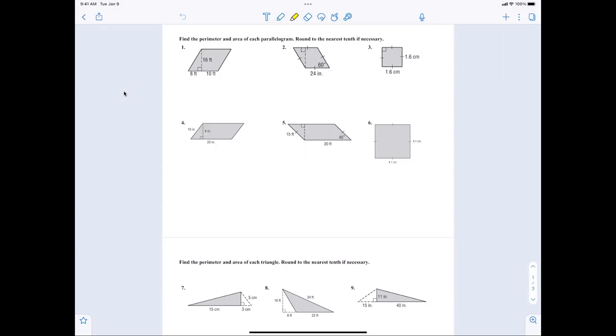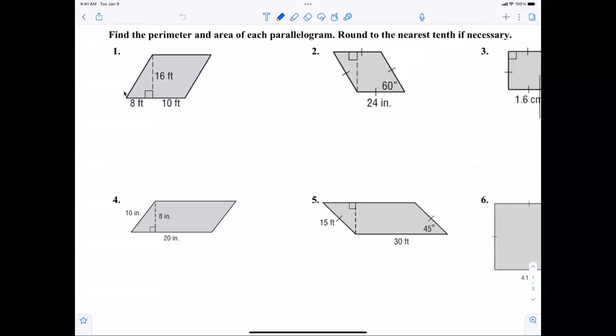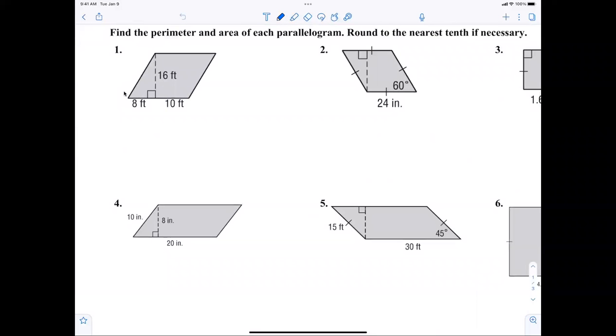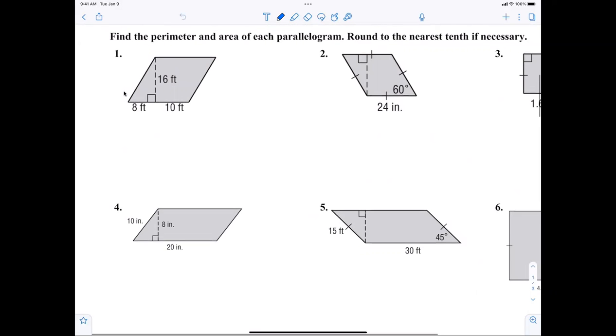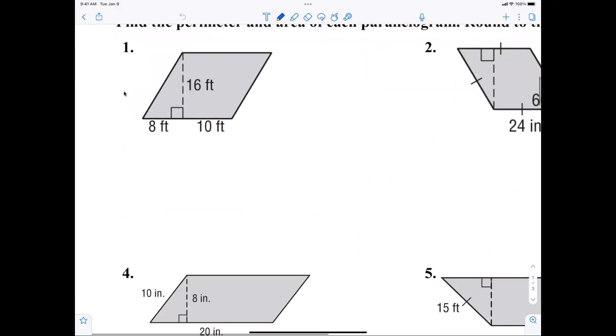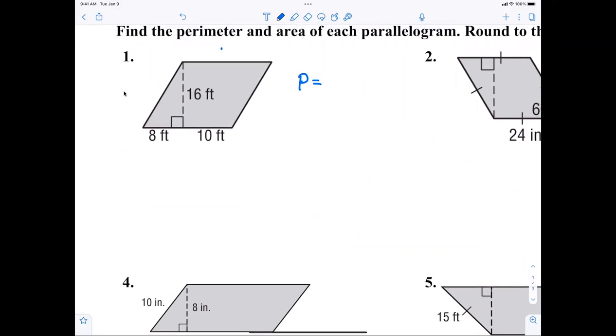So number one, it says find the perimeter and area of each parallelogram. So with that, all right, perimeter first. And then I'm missing a side. Does everybody agree? Because it is a parallelogram, we know that this length over here is 18.